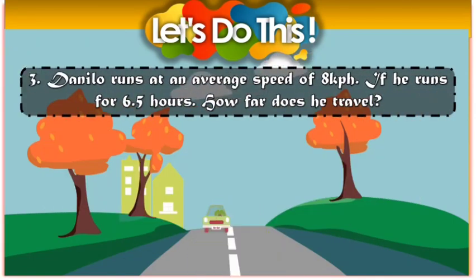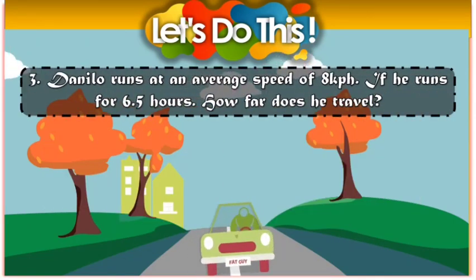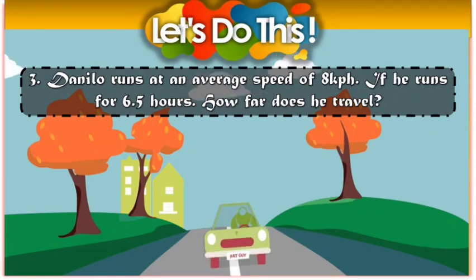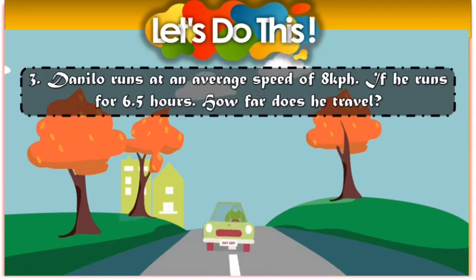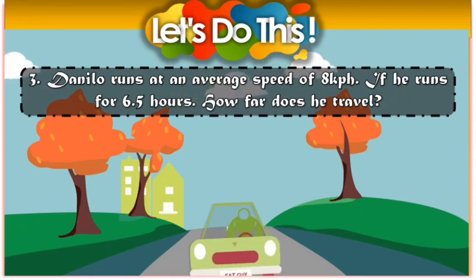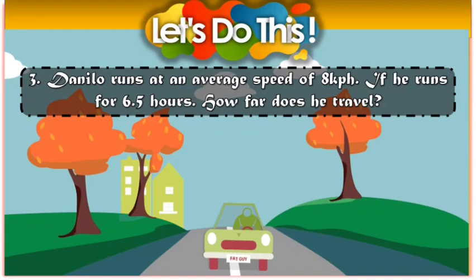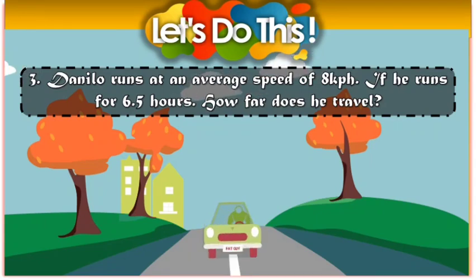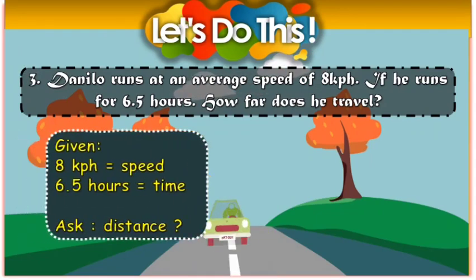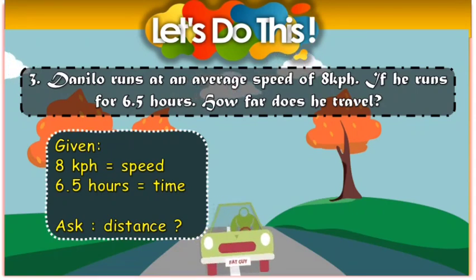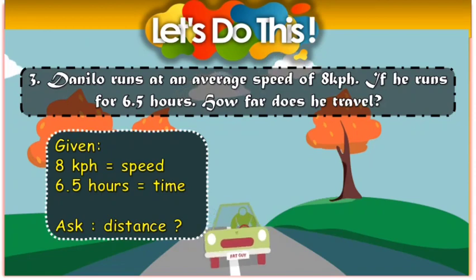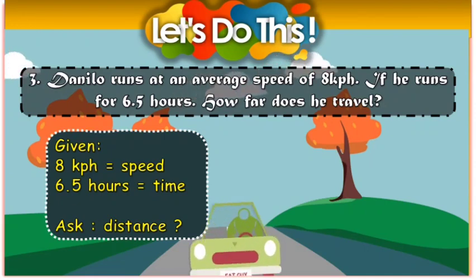Danilo runs at an average speed of 8 km per hour. If he runs for 6.5 hours, how far does he travel? Based on this, you can see the 8 km per hour. So that is already the speed. And 6.5 hours, that is already the time. So the given there is 8 km per hour, which is the speed, 6.5 hours, which is the time, and the problem being asked is how far. So we are looking for the distance.